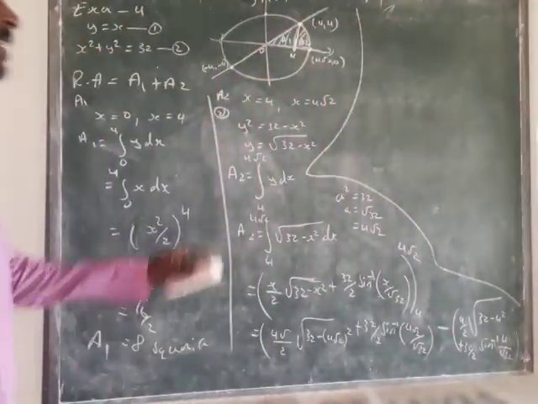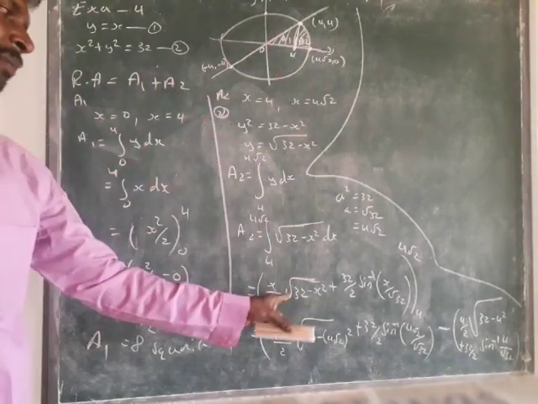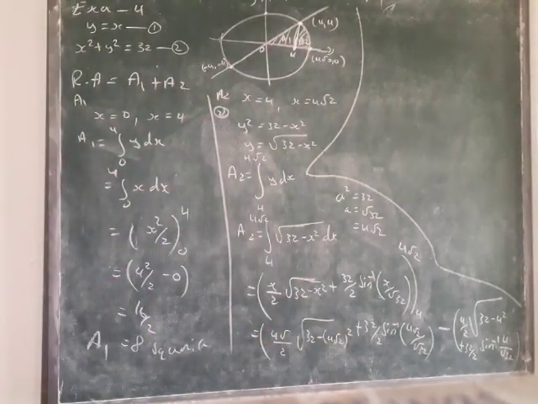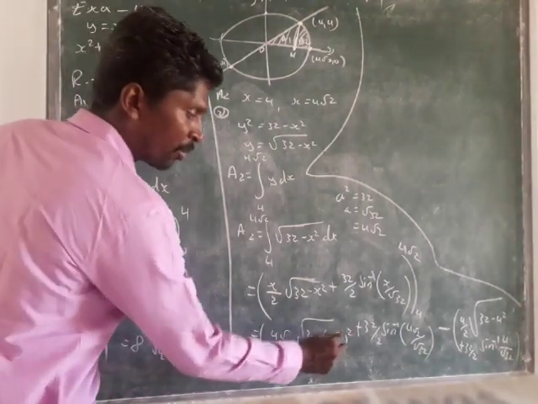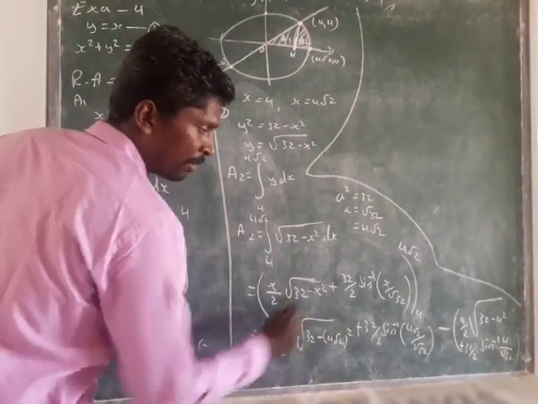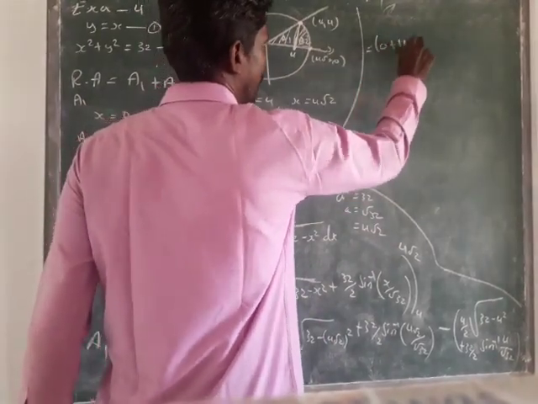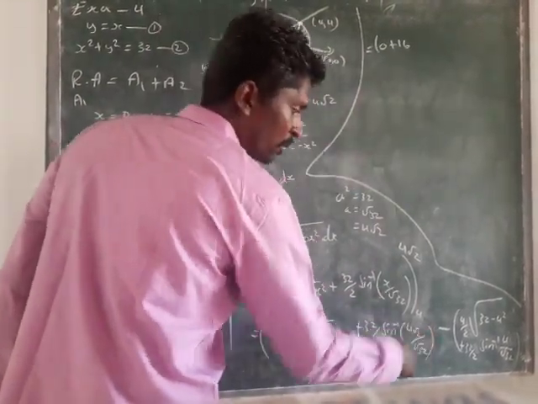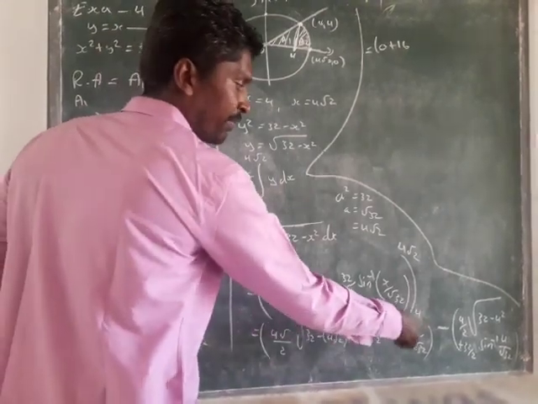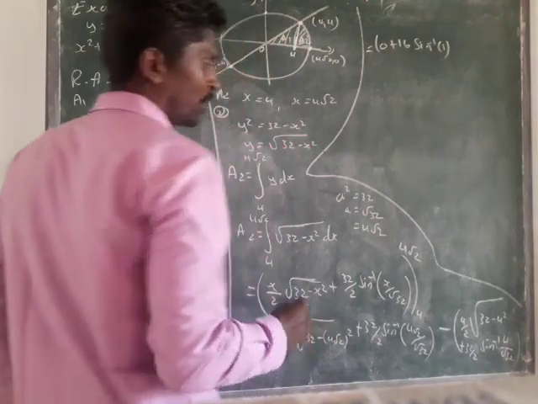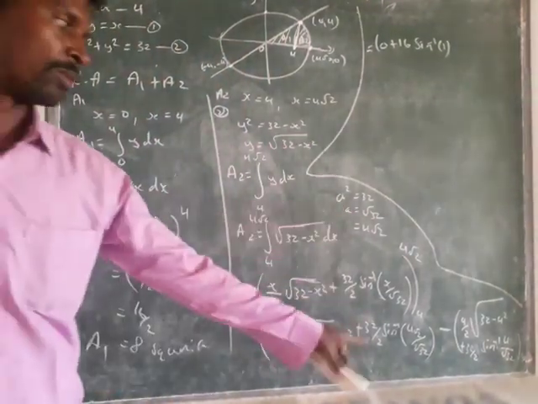So the main thing is how to identify A1 and A2. The remaining part is usual; if you know the basic formula, you can apply it here. Now eliminate here: 4 root 2 squared becomes 32, so the entire value becomes 0. 4 root 2 and root 32 are equal, so it becomes sine inverse of 1.